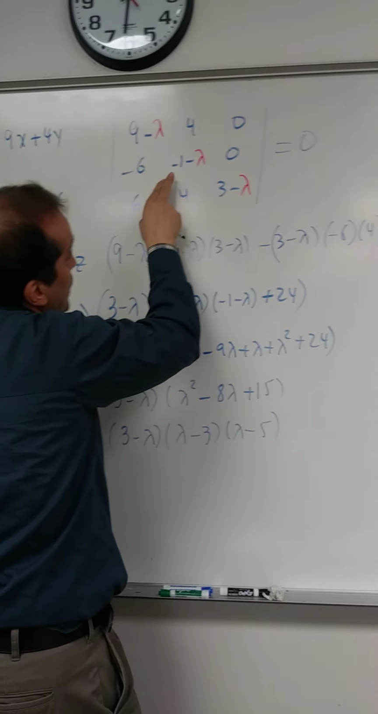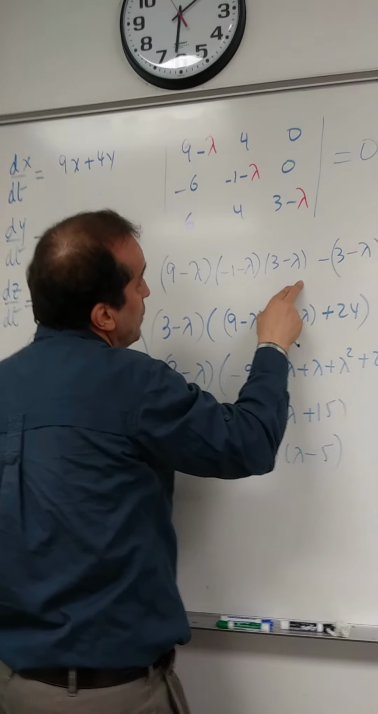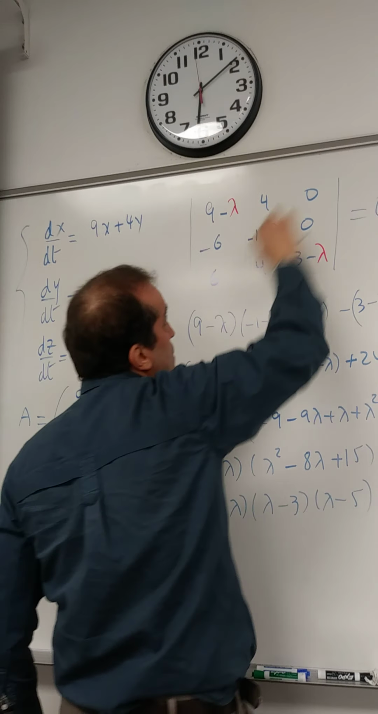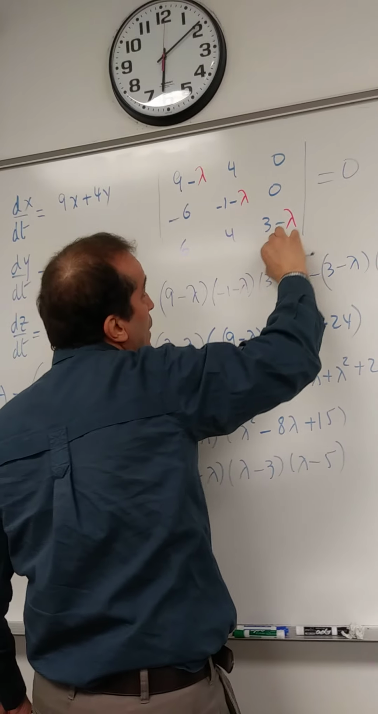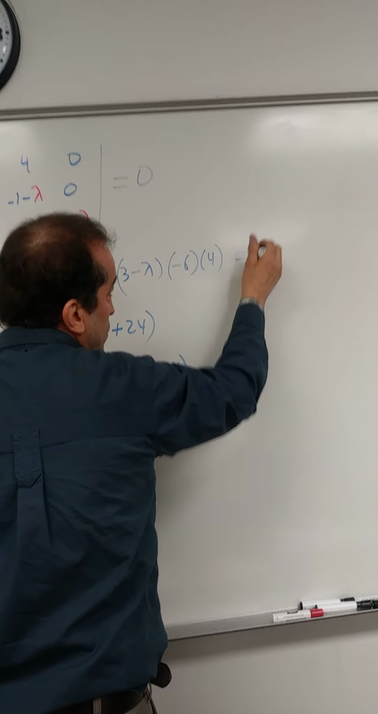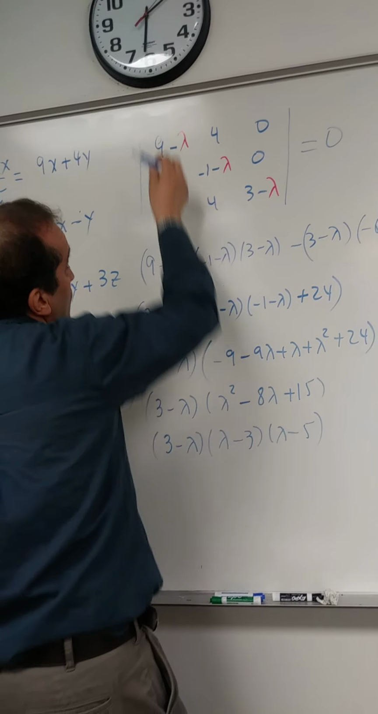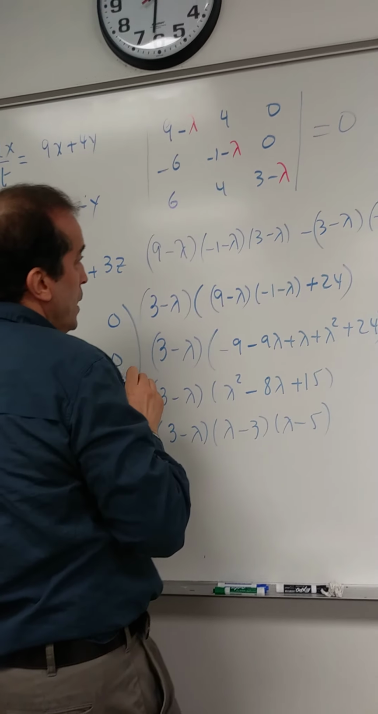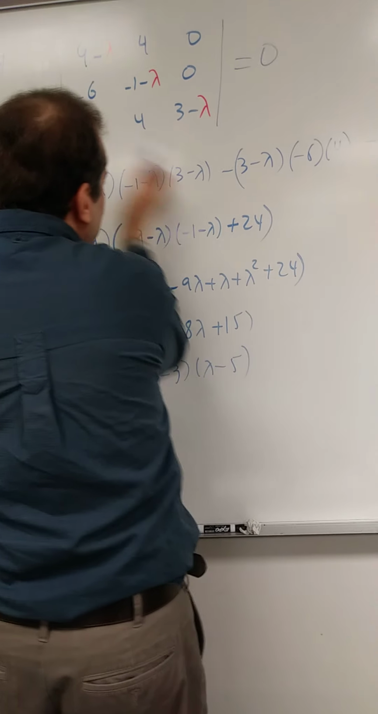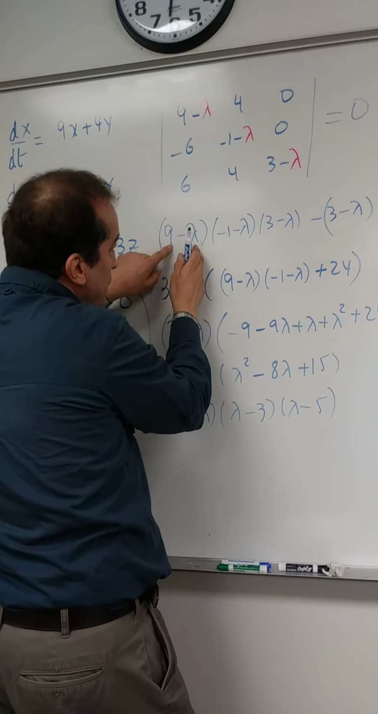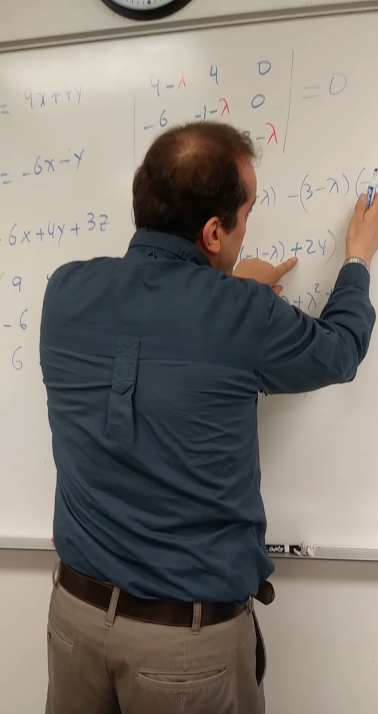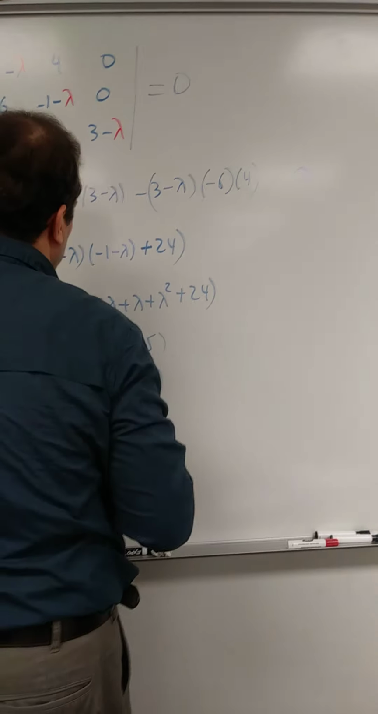So 9 minus lambda times minus 1 minus lambda times 3 minus lambda plus 0 plus 0 minus 0 minus 0 minus 3 minus lambda times negative 6 times 4 equals 0. You multiply this way. Both of these factors have 3 minus lambda in common. Take it out. So that leaves you with 9 minus lambda times minus 1 minus lambda minus times minus 6, which is plus 6 times 4, which is plus 24.